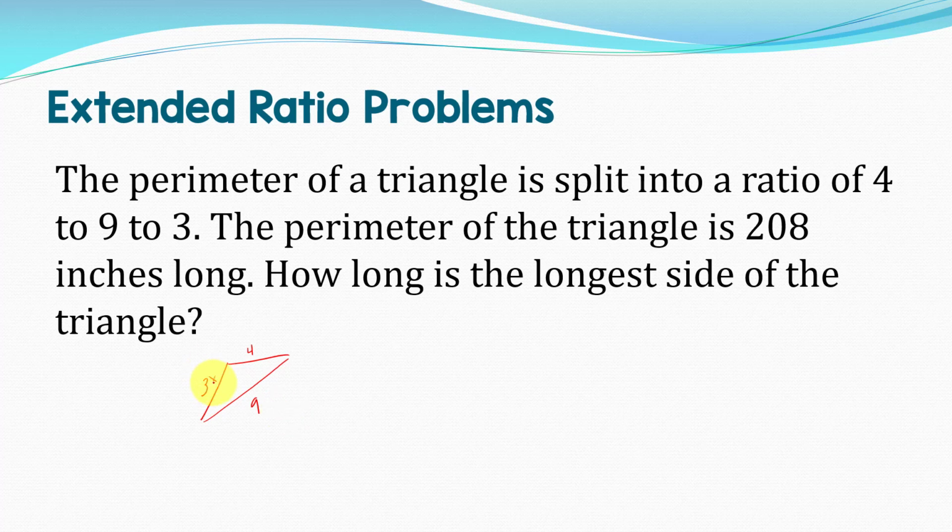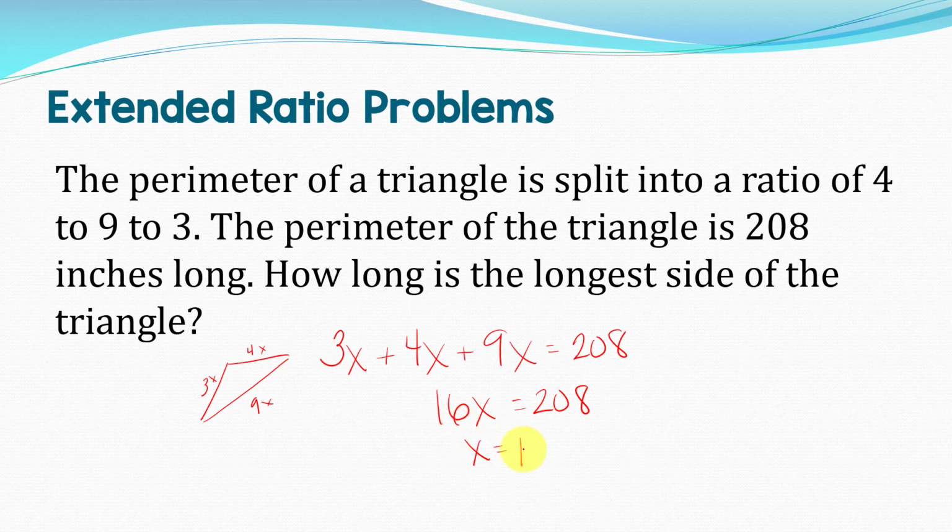So each of these has been multiplied by some number to make a bigger triangle that has a perimeter of 208. So to set this up, I'm going to say 3x for one side plus 4x for the other side plus 9x for that one equals 208. So 16x equals 208, and x would equal 208 divided by 16, which is 13.